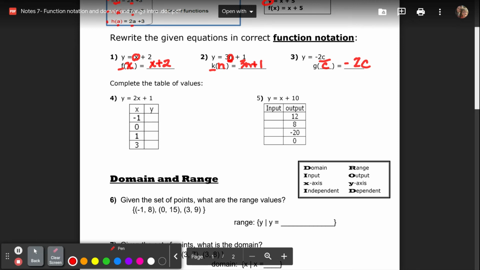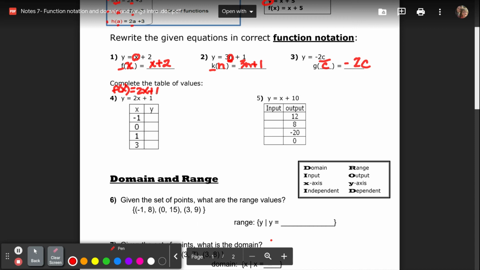On problem 4, if we're going to complete the table of values, we have y is equal to 2x plus 1. Since we've been talking about function notation, another way to write this in function notation would be f of x is equal to 2x plus 1. And again, nothing changes. You're still going to work it out. On problem 4, we're just going to find out what the y values are. So we're going to work it out just as if it were y equals 2x plus 1.